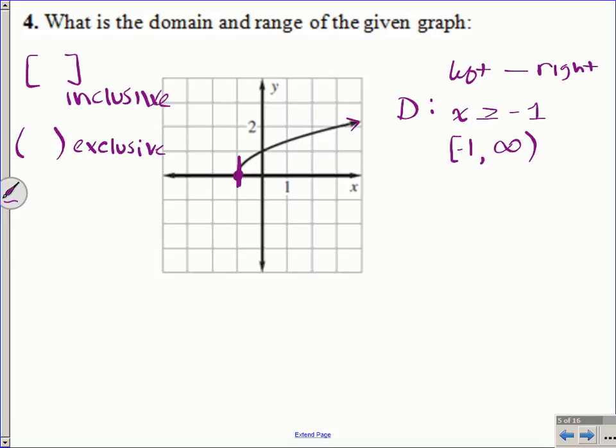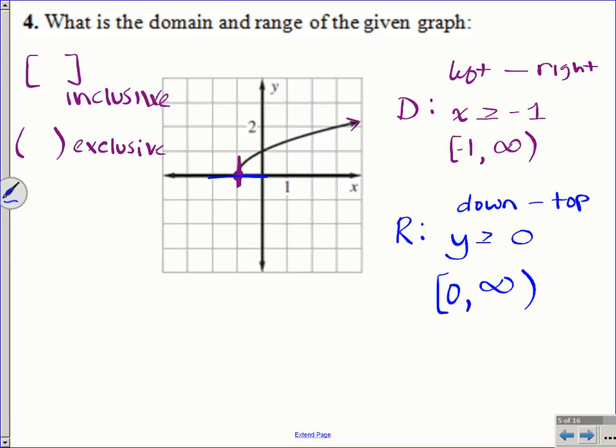Okay? Range, you look up and down, but you always look from the bottom down to the top. So the lowest point on our graph, notice, is 0. And then all of our y values are above there. So that means our y values have to be greater than or equal to 0. Or, writing this in interval notation, our bottommost bound, the lowest point on our graph, is 0. And it actually hits 0, so inclusive. And our uppermost bound, well, it's going to continue up to infinity. And since you can't reach it, again, use a parenthesis.